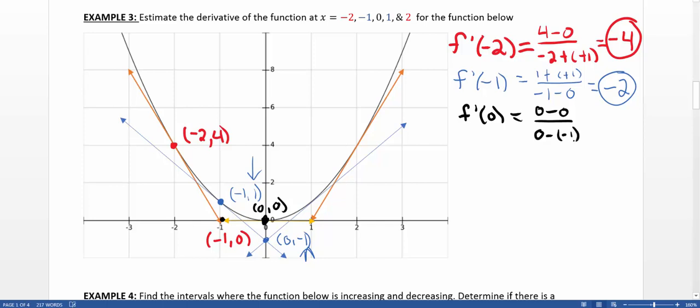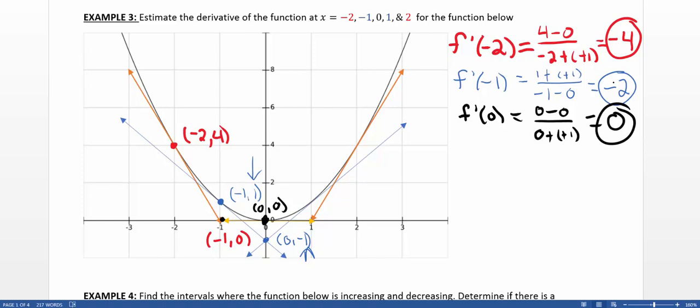We have to be careful that we're not dividing by 0, but here we're not. We have 0 divided by 1, and 0 divided by 1 is 0. So if you have a fraction and you end up with 0 in the numerator, that means the whole thing is 0. That's okay. We only have to be concerned if 0 is in the denominator. So that means the slope of my tangent line at 0 is 0.